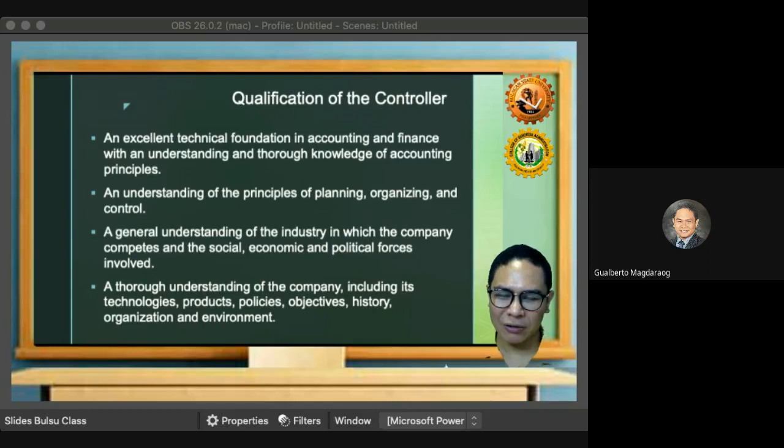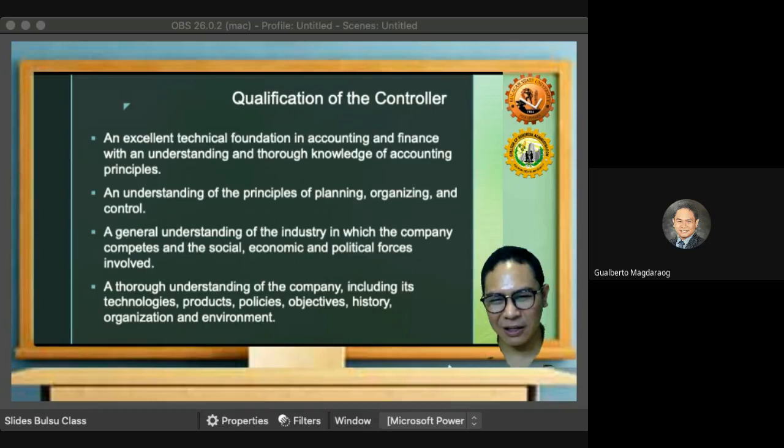O itong isa, yung number three, a general understanding of the industry. So, you don't have to have an excellent, a well-detailed understanding, but a simple general understanding of the industry in which the company competes and the social, economic, and political forces involved. So, wag mo nang alamin yung mga maliliit na detalye like sino yung kongresista, anong mga issue nila. Okay, so dun ka lang sa nakaka-affect dun sa company. Do not have a zero knowledge. General understanding lang is okay.